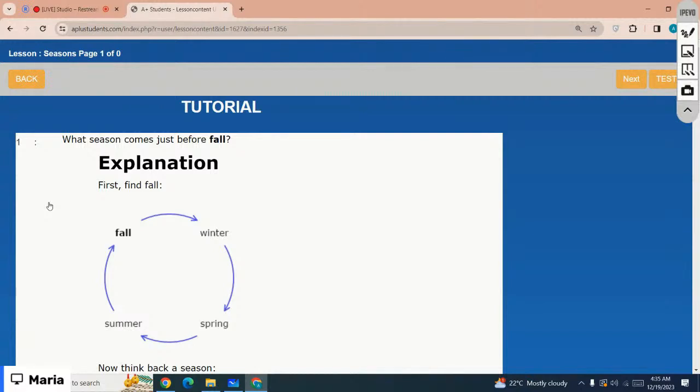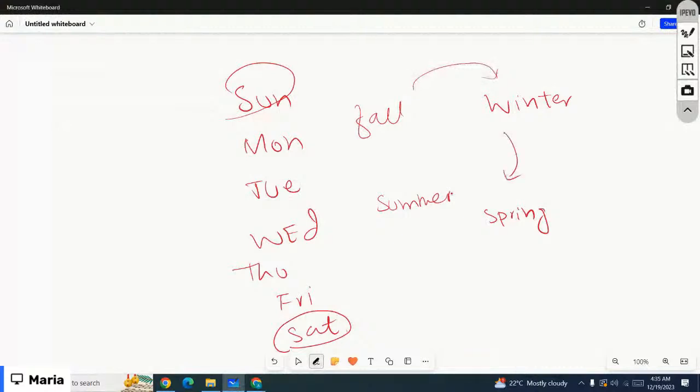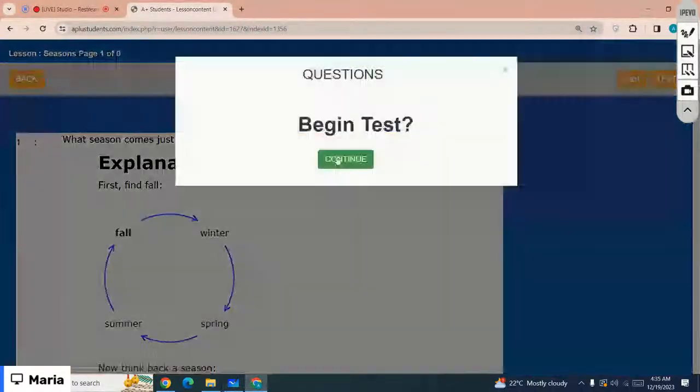Let's just make this cycle on the board. Winter, spring, summer, fall. Right here is winter, spring, so that you can see from the board. Summer and fall. It goes like this, right? Okay, let's just start with the practice questions.